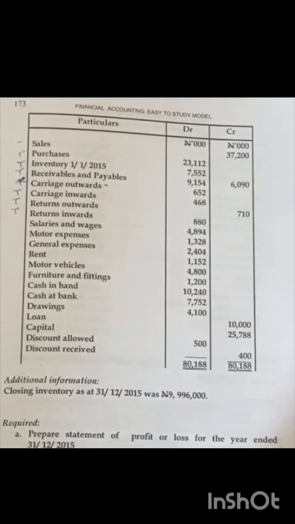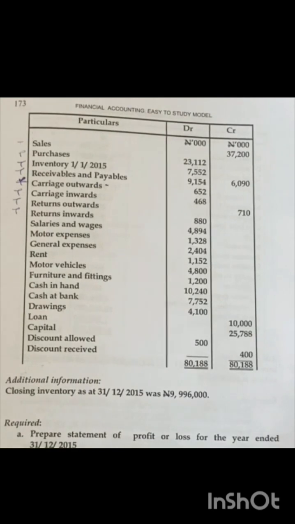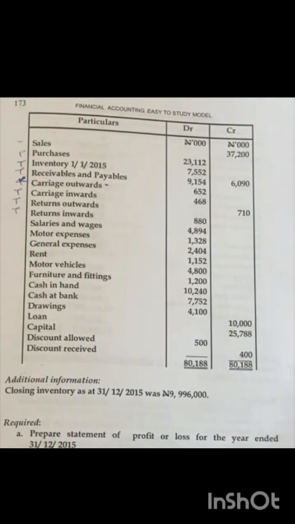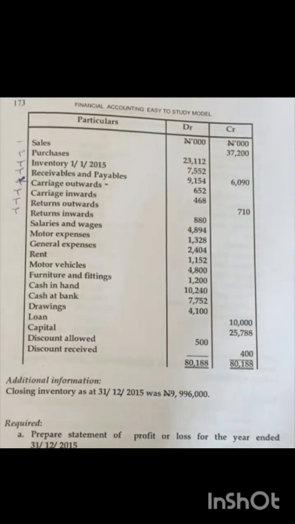Now, before us is a question, and we're going to be using this question that is before us. We're preparing the profit or loss account with this illustration. This is our trial balance. We're going to be using this to prepare our profit or loss account. Now, in our previous video, we were able to look at the trading account, and we solved to ascertain our gross profit. So in this video, we are going to be continuing from where we stopped, and then we'll be ascertaining our net profit.